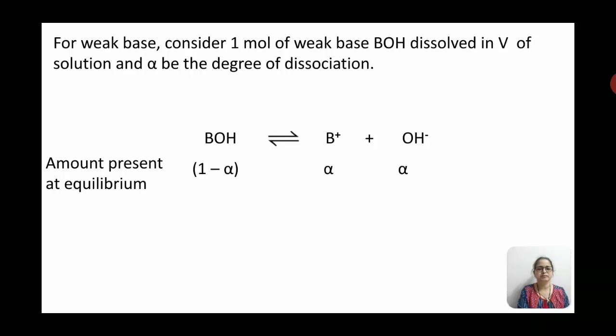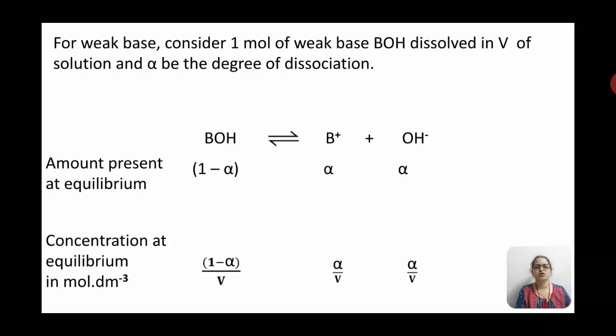Amount present at equilibrium, definitely as alpha is the degree of dissociation, number of moles of B plus is alpha, number of moles of OH minus is alpha, and number of moles of BOH undissociated will be 1 minus alpha. Now concentration at equilibrium. For BOH it is 1 minus alpha upon V, for B plus it is alpha upon V, and for OH minus it is alpha upon V.